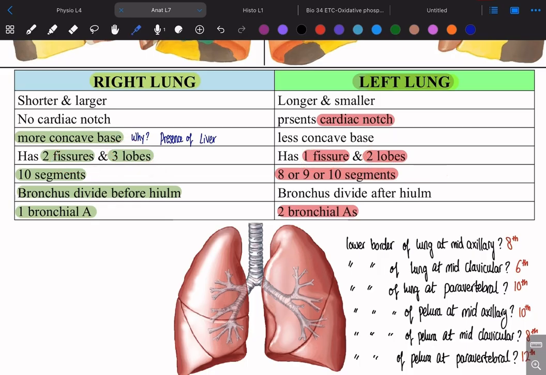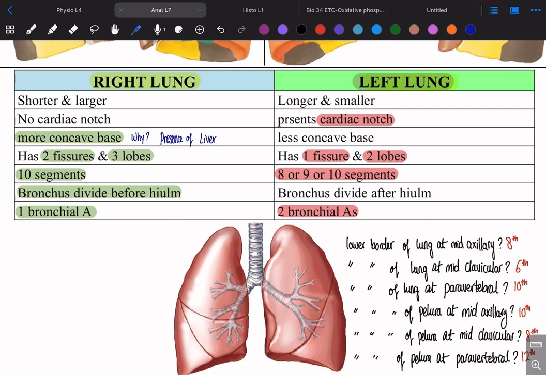And we saw why. But then here we have 1 bronchial artery. And here for the left, we said we have 2 because we have the aorta. The aorta gives us more branches. And then for the right, it's just shorter and larger, while the left is longer and smaller.